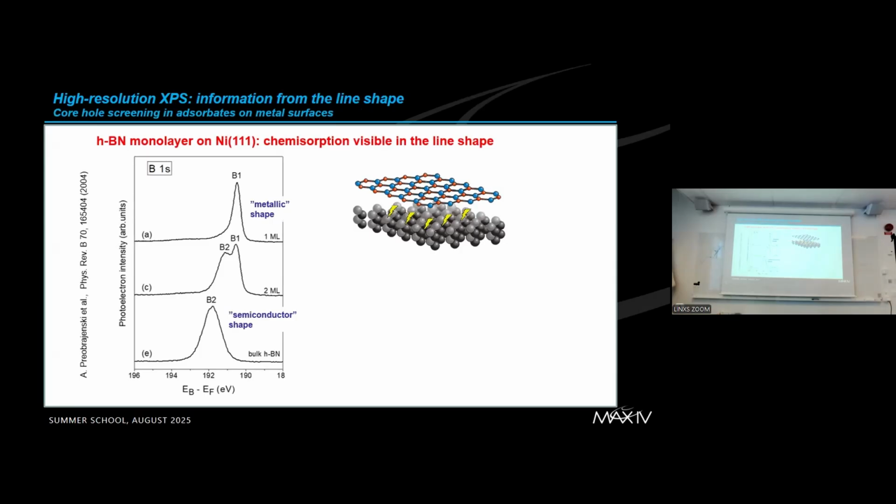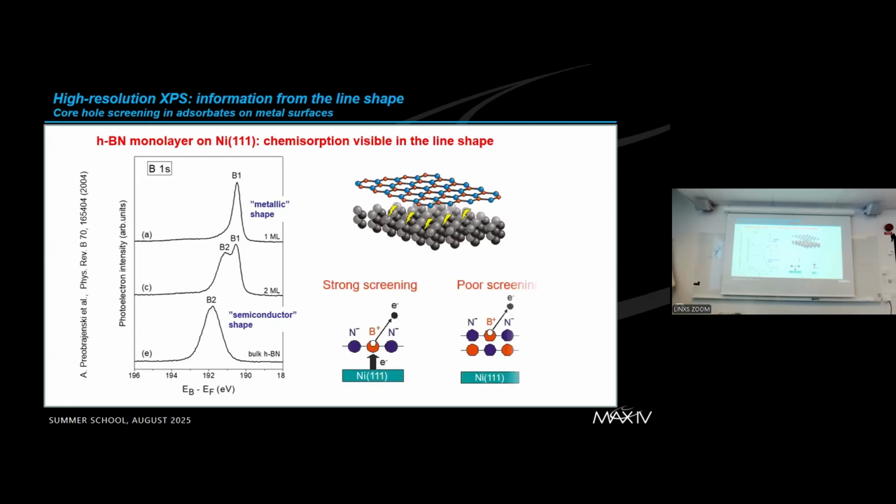We see that the boron core level has a metallic shape, although the material itself is a dead insulator, so it has a band gap of some 6 eV. But once it is in contact with the metal, the line shape becomes actually metallic in shape. If you start to grow more material on top, which is already no longer in contact with the metal, we start to develop a second component, which has this typical semiconductor shape.